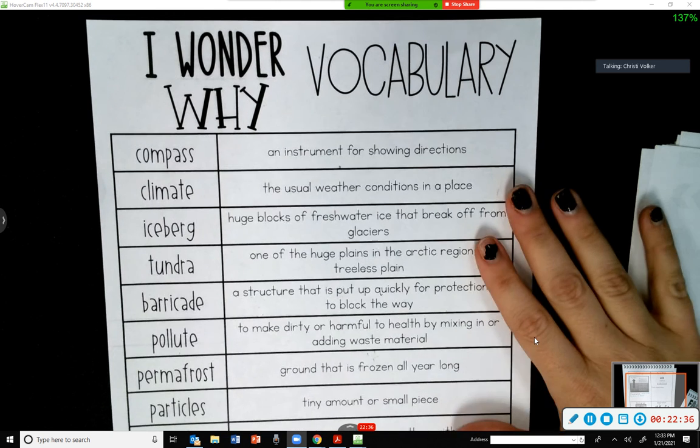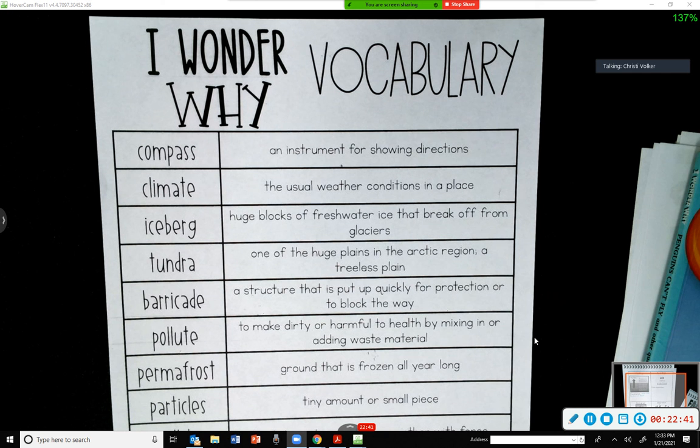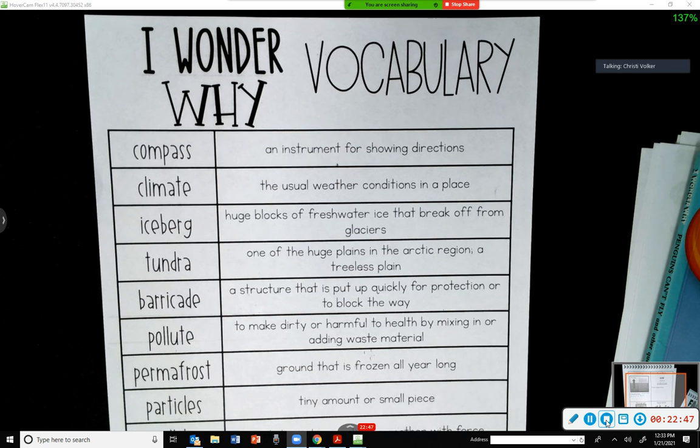Okay, so those are your vocabulary words for this week. So make sure you're studying. We will continue these words next week too. So don't worry, you're not going to have a test over these tomorrow. It won't be until next week, okay? And we're going to talk about this book next week too.